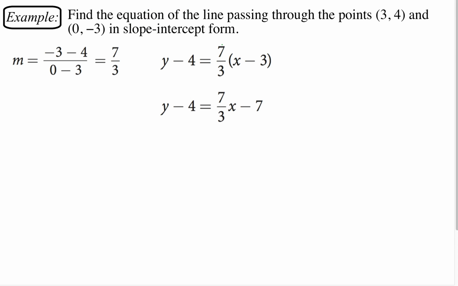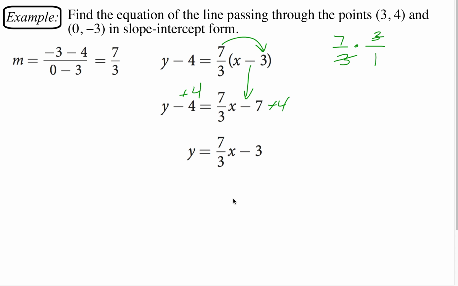So when we distribute this 7/3, we have 7/3 multiplied by 3 over 1, right? Now those 3's cancel and I just get a 7. So that's where that comes from, and the sign is the same. Now what we need to do is add 4 to both sides, right? So we're going to add 4 here and we're going to add 4 over here. And so our next step, we get y equals 7/3 x minus 3. And that's the equation in slope-intercept form.